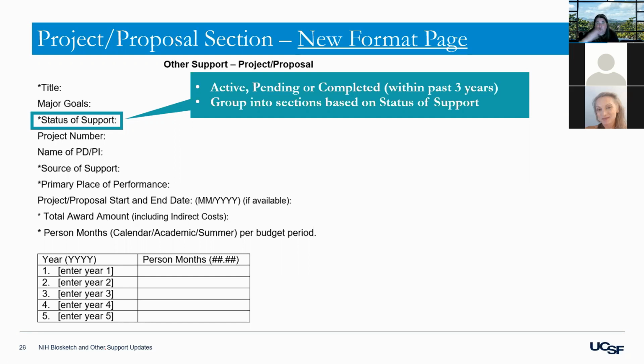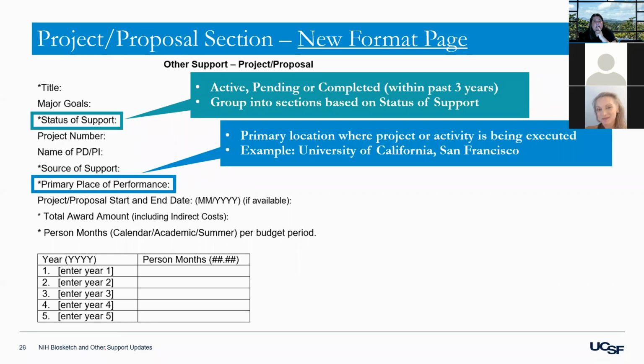Project number, the grant reference number, the sponsor number, name of PDPI, source of support, primary place of performance, that is new. So source of support is the sponsor, that's not new. All those three things are not new. Primary place of performance is new.